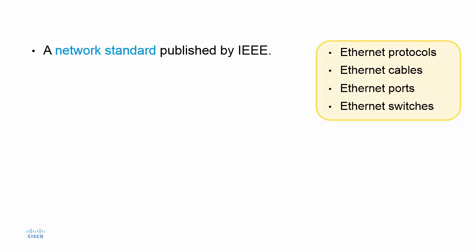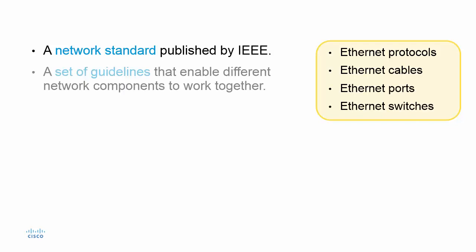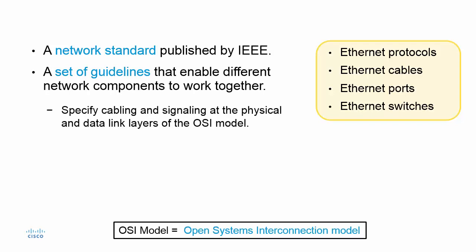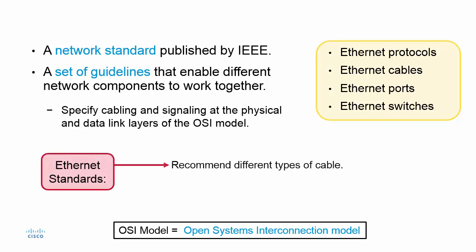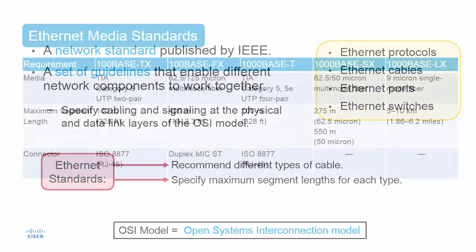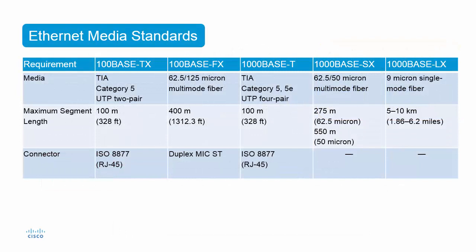So, what is Ethernet? It's basically a set of guidelines that enable different network components to work together. These guidelines also specify cabling and signaling at the physical and data link layers of the OSI model. For example, Ethernet standards recommend different types of cable and specify maximum segment lengths for each type. So let's take a look at some of the typical Ethernet media standards.